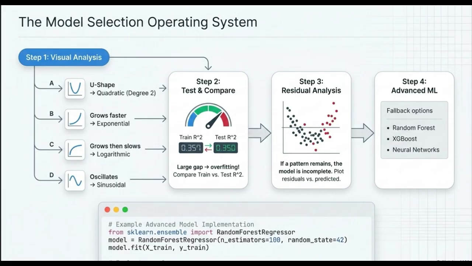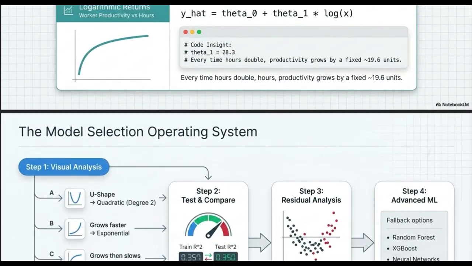If you plug in 0 for years, the total is exactly 100%. The math is flawless. That is fascinating. Now, the second data set on this slide is a logarithmic model, looking at worker productivity versus work hours. The formula is y hat equals theta 0 plus theta 1 times the logarithm of x. This represents the classic idea of diminishing returns.